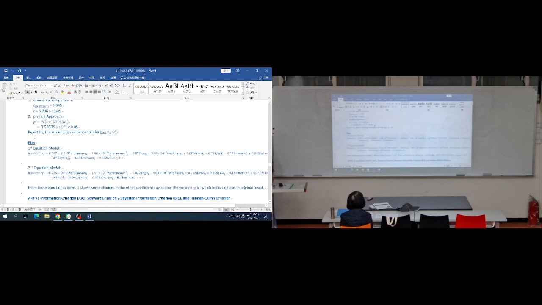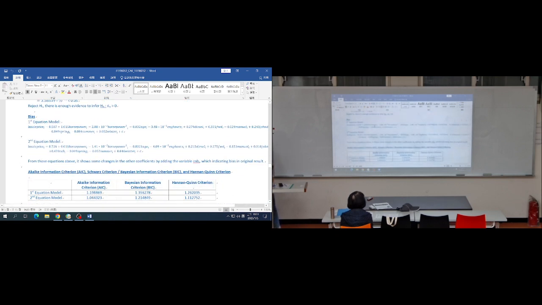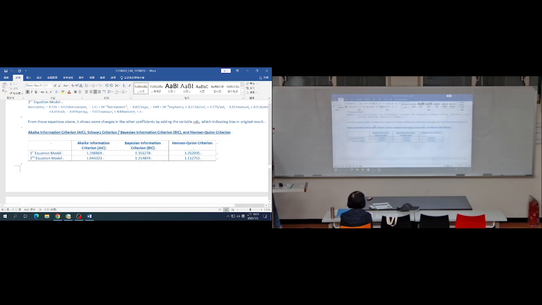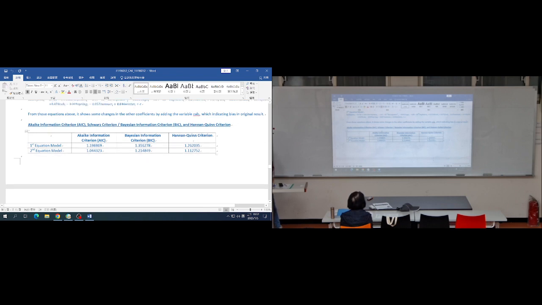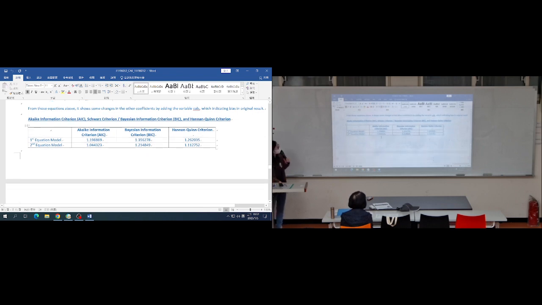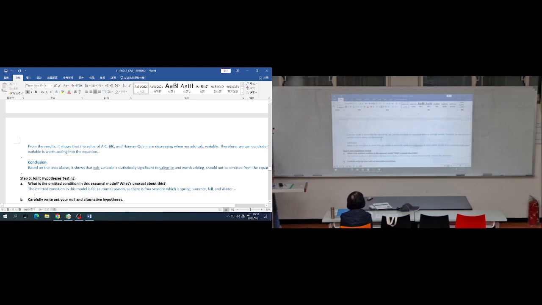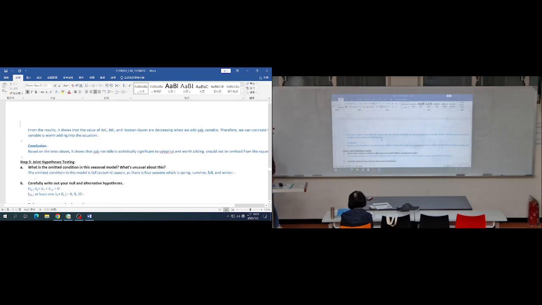And from the bias, from the two equations, we can see there's a slight change in the other coefficients after adding the variable cap, which indicates that there is a bias in the original result. And this is the other criterion: the result of the second equation model is lower compared to the first equation model. So based on those tests above, the cap variable is statistically significant to the sales price and worth adding, and should not be omitted from the equation. Okay. Step 5.